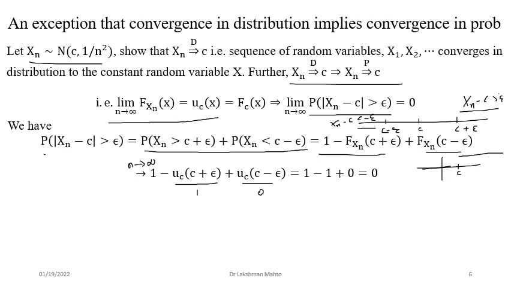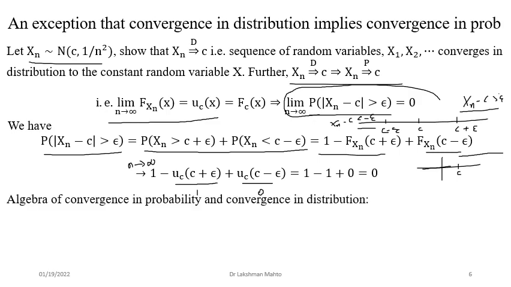So we can say that the limiting value of this tail probability is equal to 0 when the sample size approaches infinity, and hence we have just proved that this convergence is convergence in probability. So we have already seen all that.